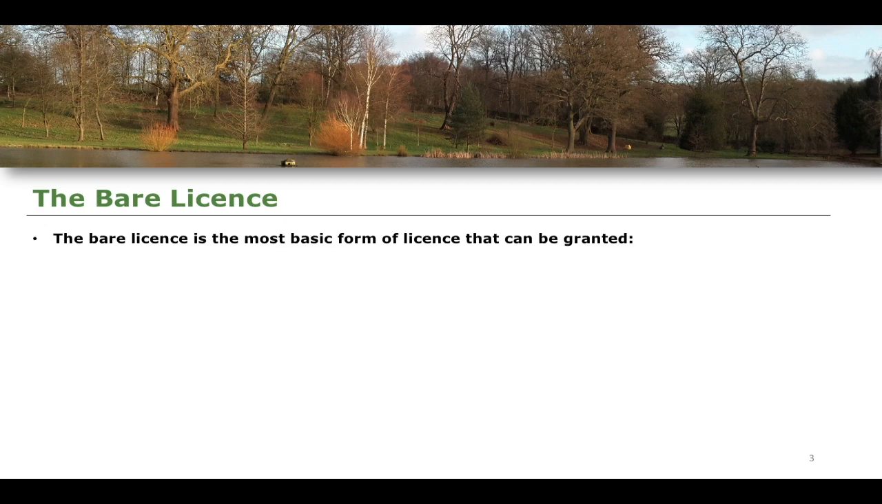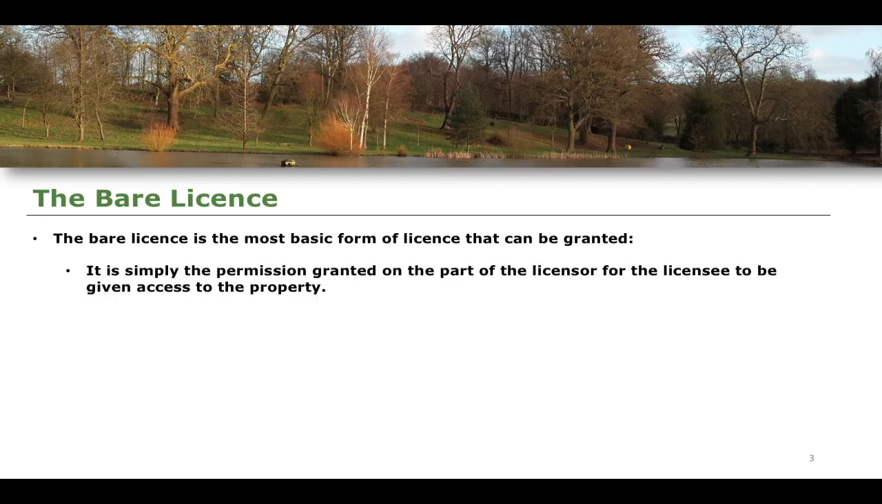Now, bare licenses are the most basic form of license granted, hence why we are beginning with this particular type. Fundamentally, a bare license is simply the permission granted by a licensor for a licensee to be given access to the property. So remember, a license is simply a right to be on somebody's property. It isn't a proprietary right, it isn't a right in rem, it is a right in personam. It is just a personal right.